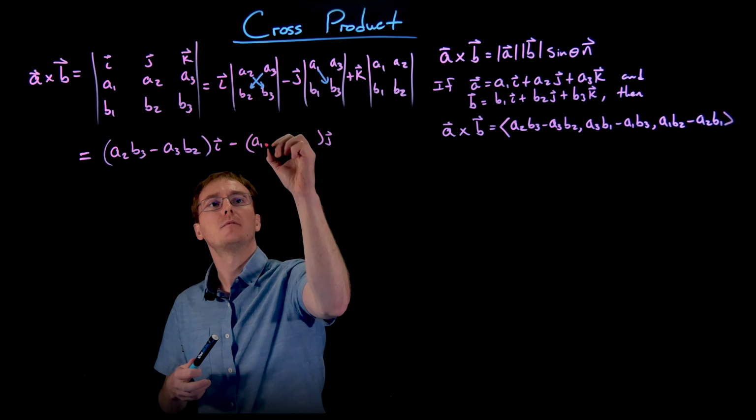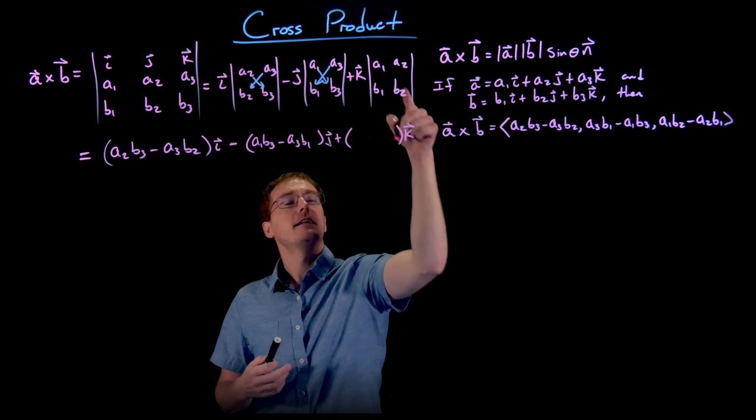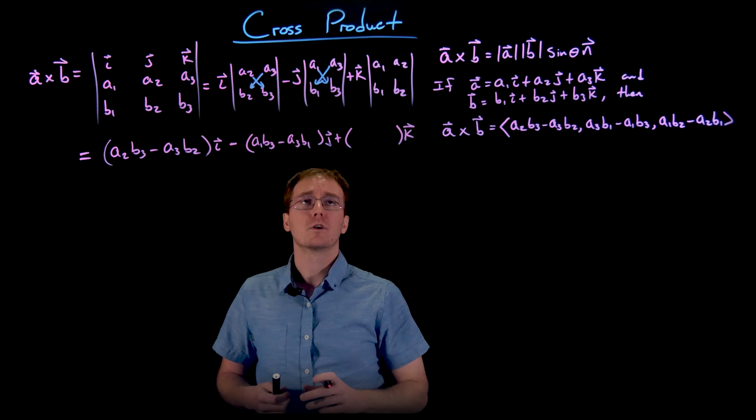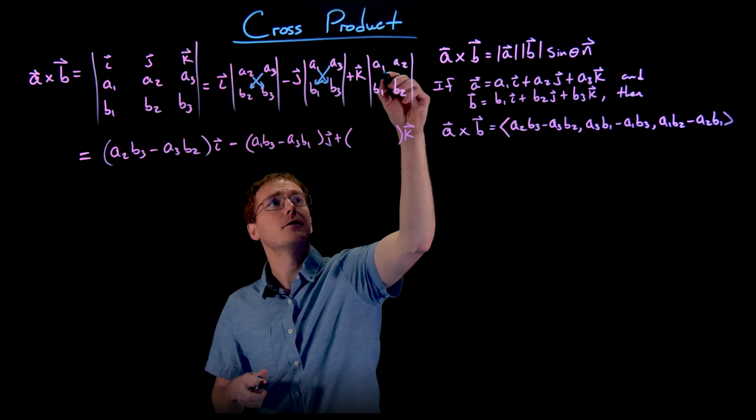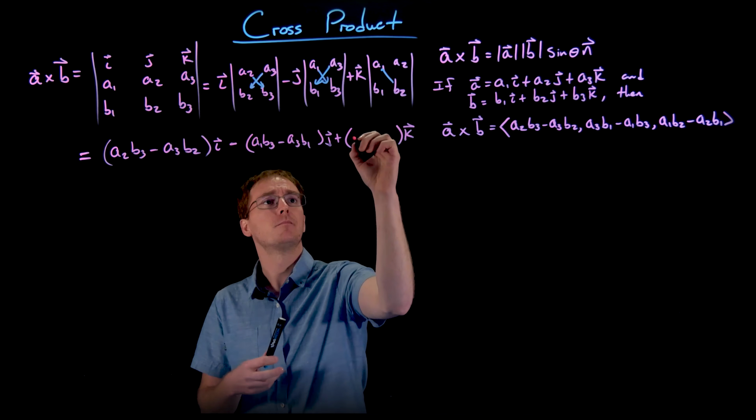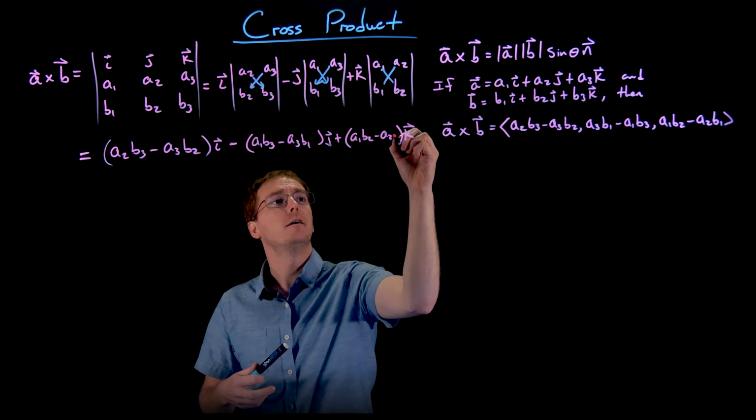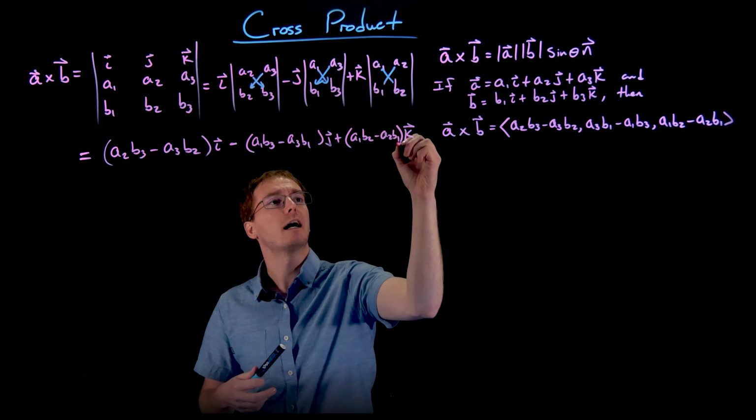And then our final piece to finish all this off is going to be adding to all this k times the output of this third order 2 determinant. Its right diagonal is going to give us a1 times b2. And its left diagonal is going to give us a2 times b1. And we have to subtract that one away, minus that a2 times b1.